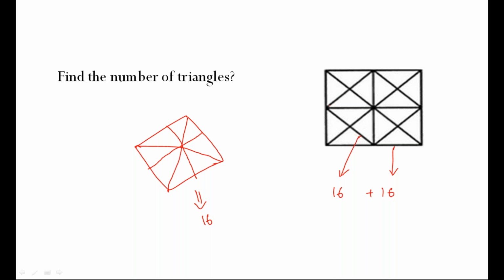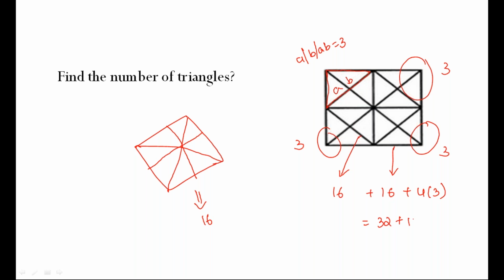Friends, listen. Here you can see this. There is an extra one formed because of this line. Here, A is one triangle, B is one triangle, AB is one triangle. Three new triangles formed in this corner. In this corner also three formed. In this corner also three formed. In this corner also three formed. Because of four corners, each one 3, we'll get 32 plus 12, which is equal to 44. Total number of triangles is 44.